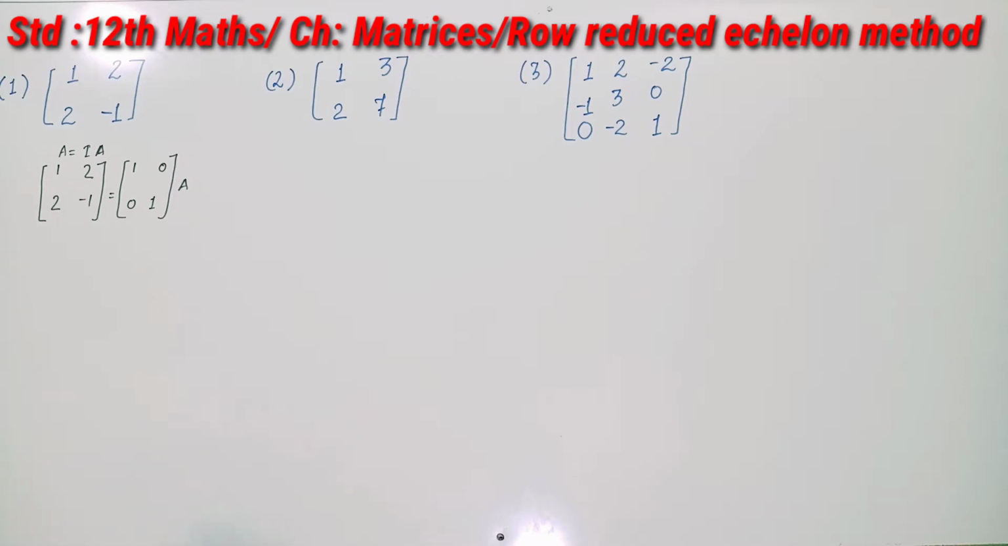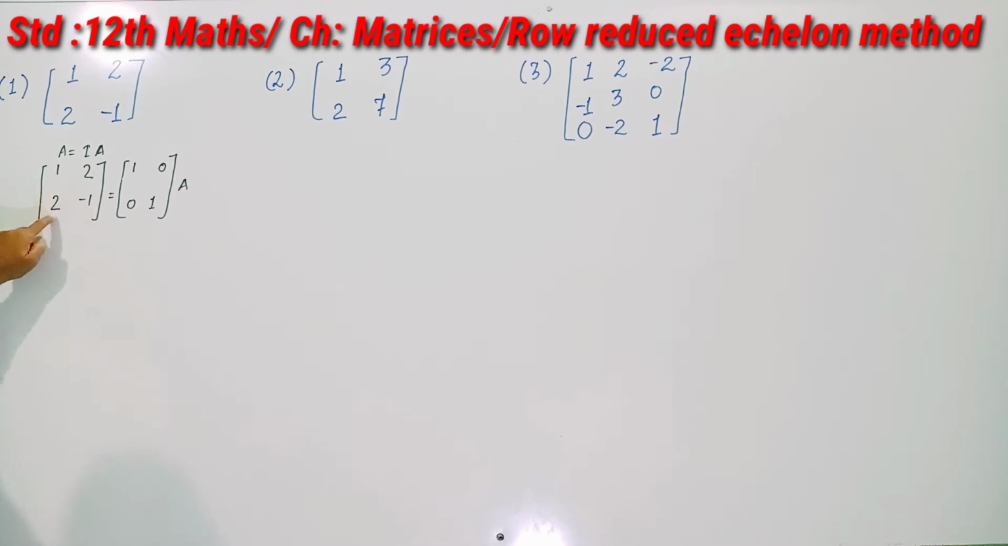Okay students, so first of all we can see that the element of the first row and first column is 1. So we don't need to disturb this one. Now our target is to find 0 over here. Because we need 0, we will reduce this row.